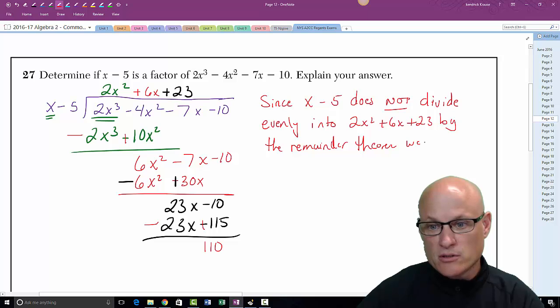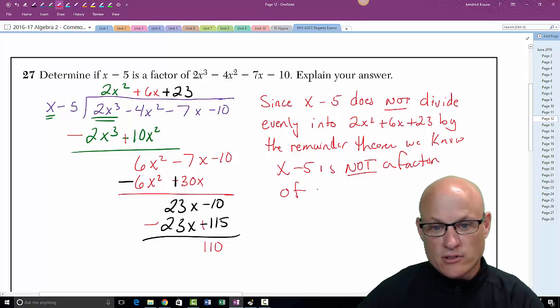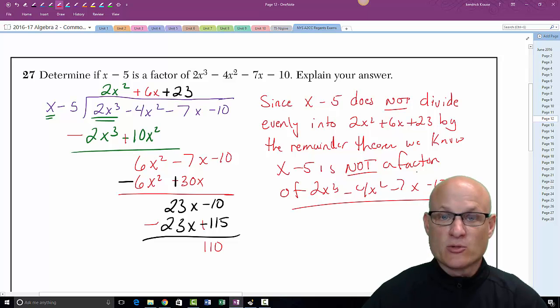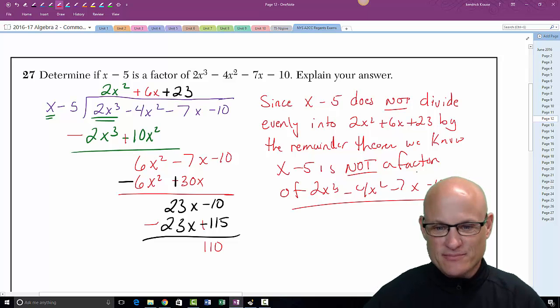We know x minus 5 is not a factor of 2x cubed minus 4x squared minus 7x minus 10. Boom. Method 1. Method 2 is even easier.